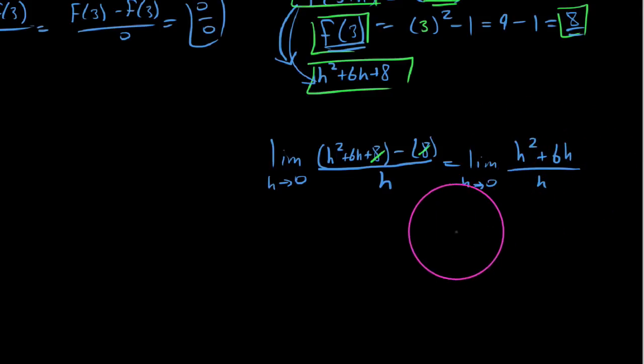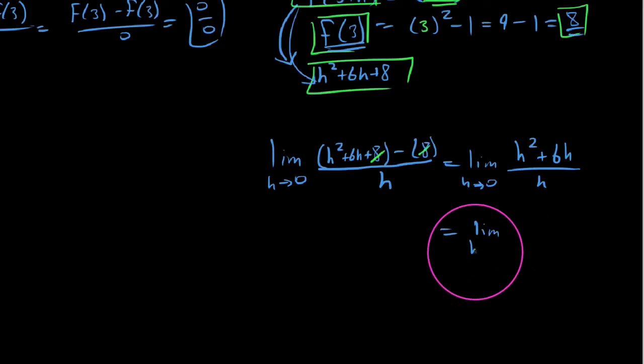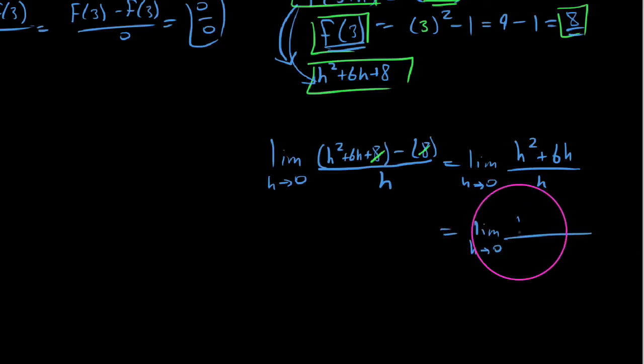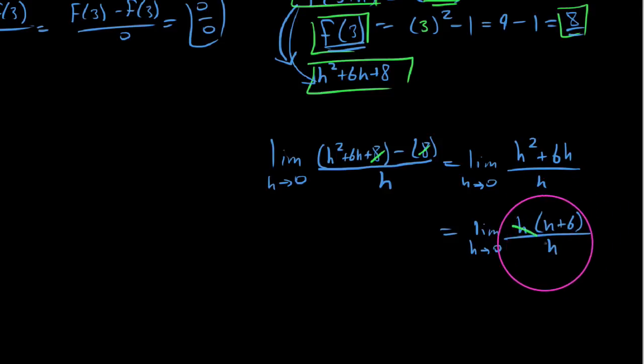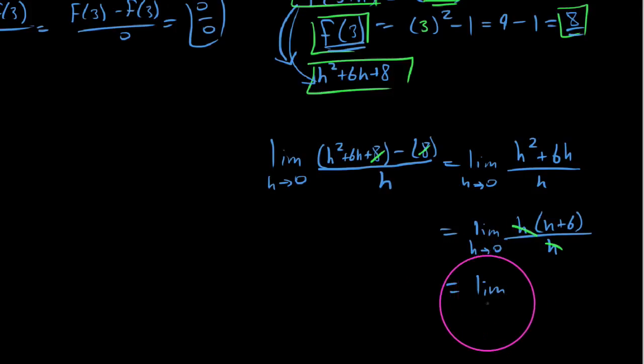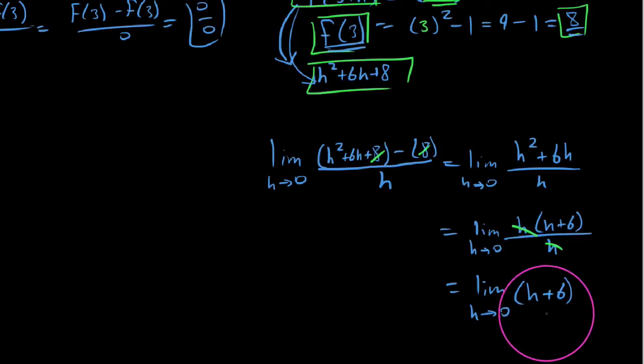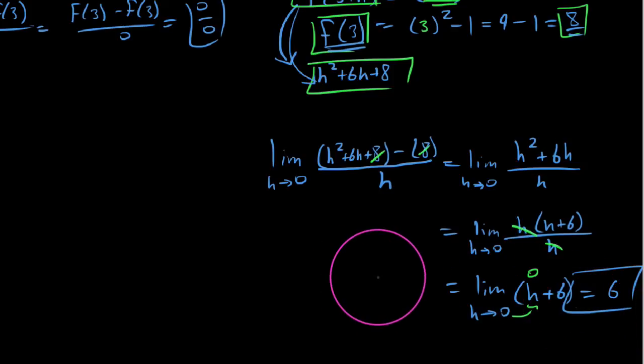What I also want to point out is that now everything has a common factor of h. We can factor an h out of the top polynomial. So we say the limit as h approaches 0 of h times h plus 6, all over h. And our h's cancel out. The lovely thing about this is that we can now evaluate this with direct substitution. We find the limit of h plus 6 as h goes to 0. Plugging in a 0 for h, we say 0 plus 6 equals 6. So this is an example of how we use a difference quotient type of evaluation technique.